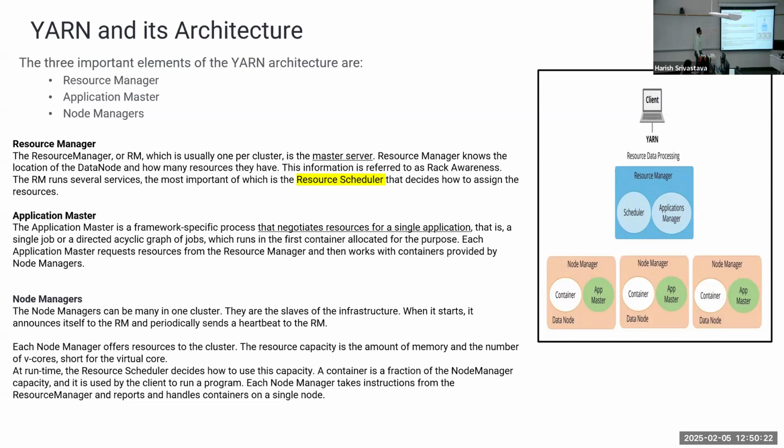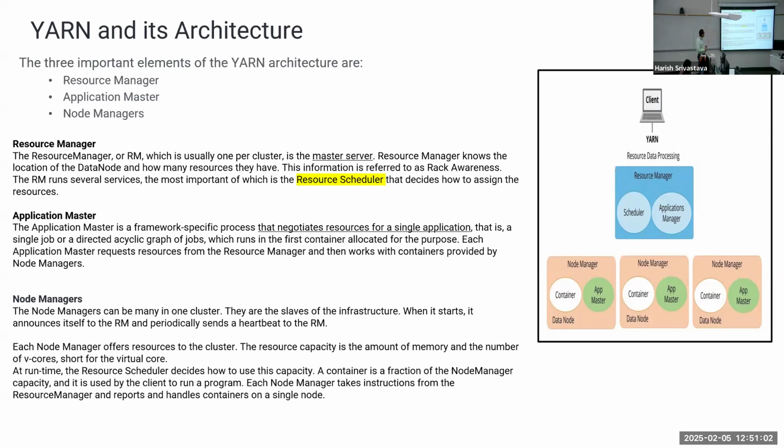The resource manager runs several services, the most important of which is the resource scheduler that decides how to assign the resources. So the resource scheduler resides in the resource manager. As I gave you an example, if I go to that person in your college and ask for resources, and he assigns 5 resources, that person should also know when they will get free. So he should schedule that activity: this task will take 2 hours, after 2 hours these 5 will be freed. That scheduling activity is also managed by the resource manager.